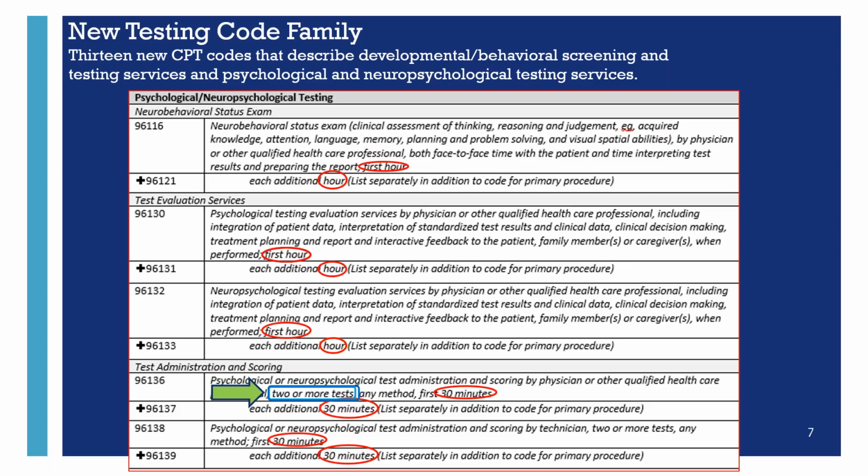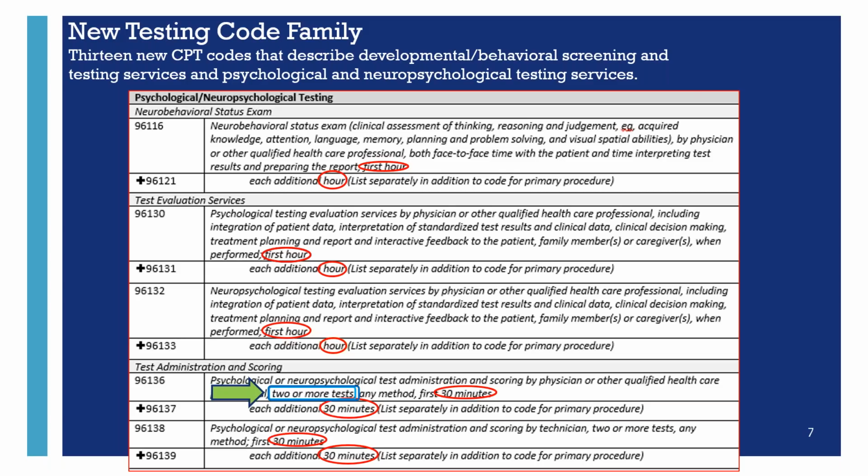One, the neurobehavioral status exam and the test evaluation services, which is the first half of that page, those units are divided into hour codes. So for the base and the add-on, if you look, 96116 is for the first hour. And if you extend beyond that hour, beyond the midpoint of that hour, which we'll discuss in a moment, then you would have the add-on code 96121, which is an additional hour of neurobehavioral status exam.